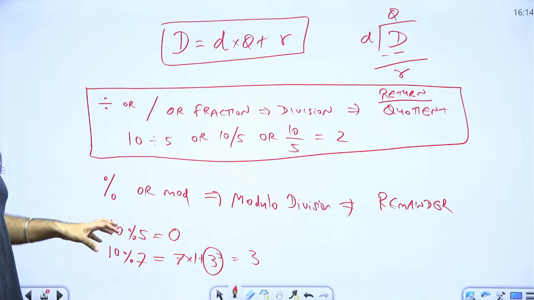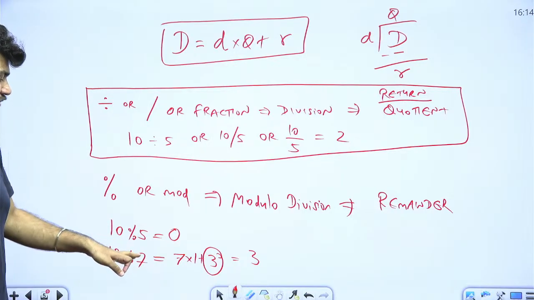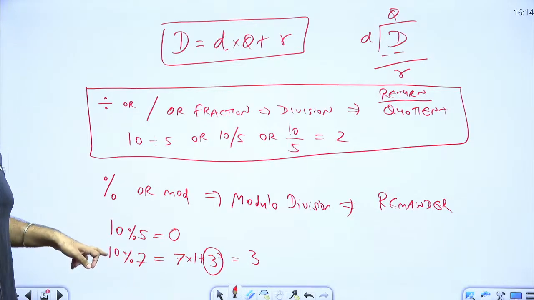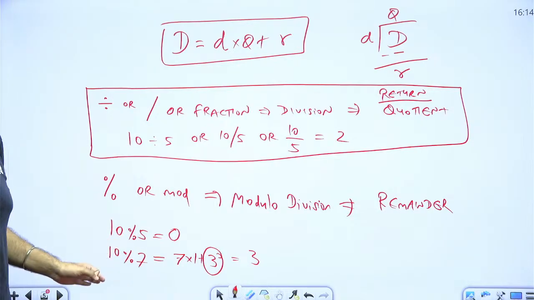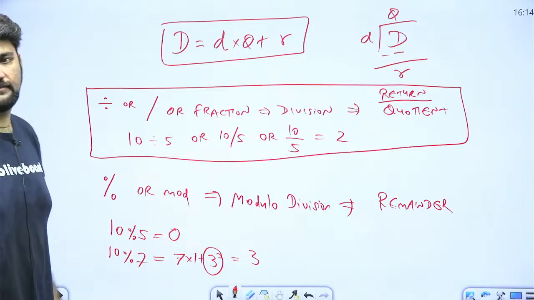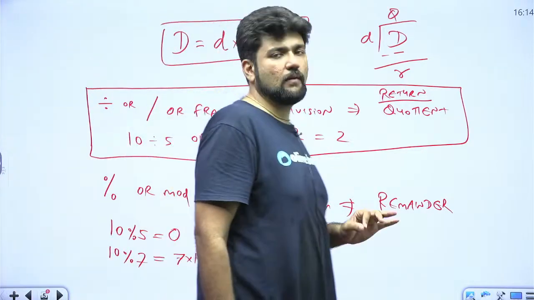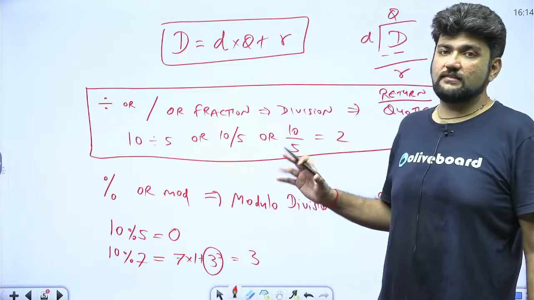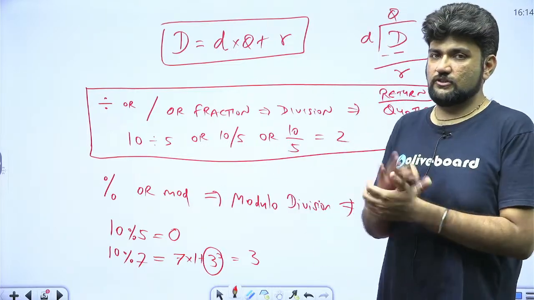Okay, so how do you make it quicker? Whenever there is a modulo sign in between, you quickly take the multiple of 7 nearest to the number. 7 ones are 7, just subtract 7 from it. 3 is left, 3 is your remainder. That is all about modulo division, and you have already heard about this from me in a lot of classes. I'll tell you the specific topics by the end of this session.